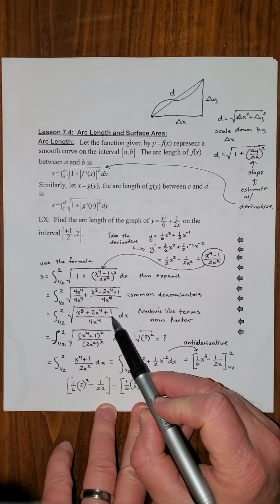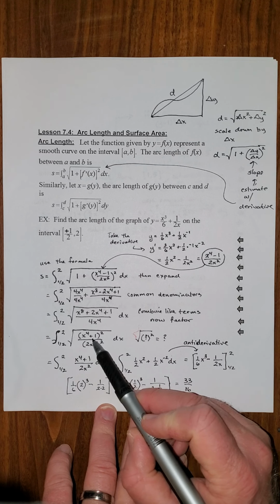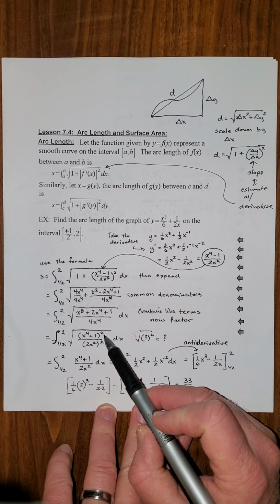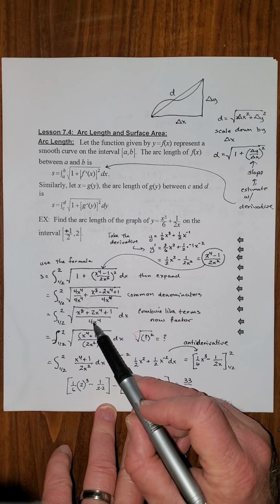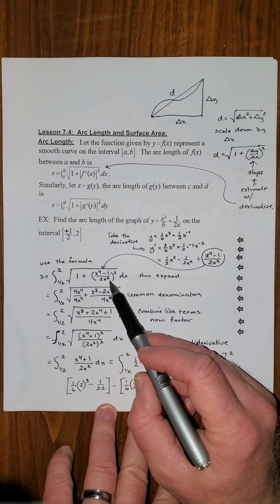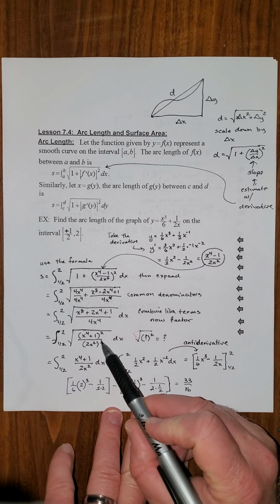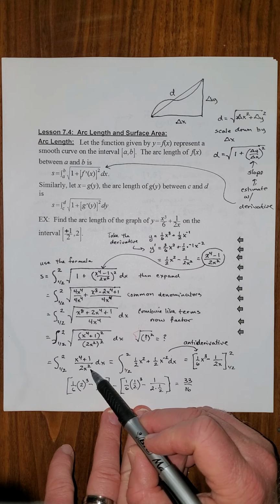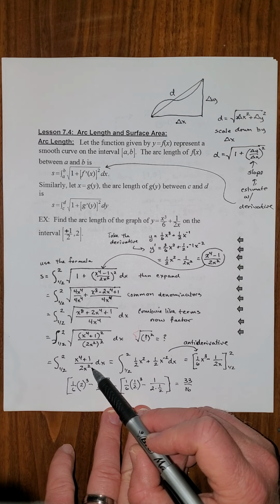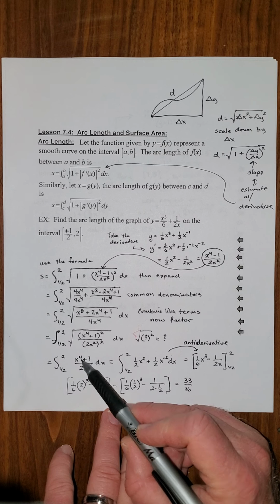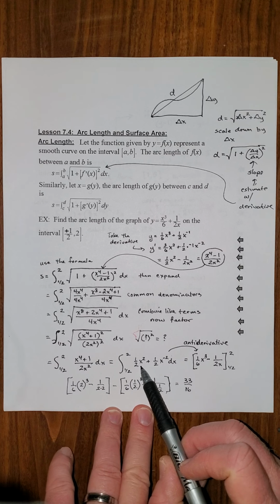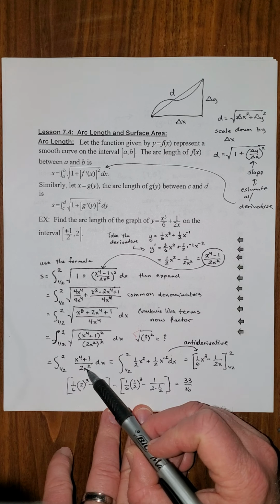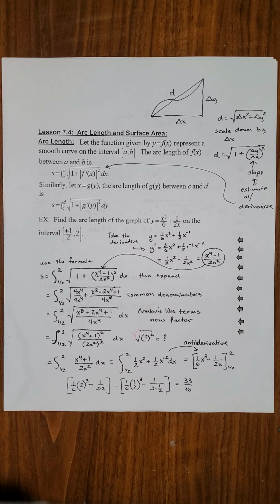This top polynomial is factorable. It is actually a perfect square trinomial. It factors into x to the 4th plus 1 squared. The bottom is obviously 2x squared squared, like we had up here. And if you take the square root of that, the square root and the squares are going to cancel. You get x to the 4th plus 1 over 2x squared. Now, we've done problems like this before. Split it up. X to the 4th over 2x squared is 1/2 x squared. 1 over 2x squared is 1/2 x to the negative 2.